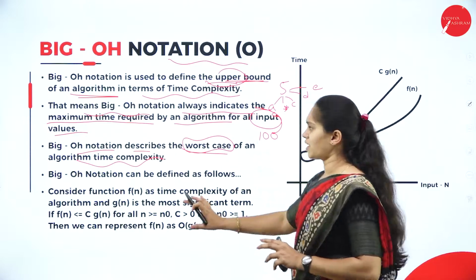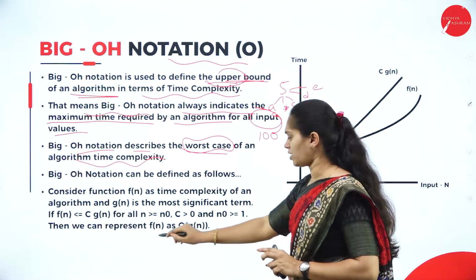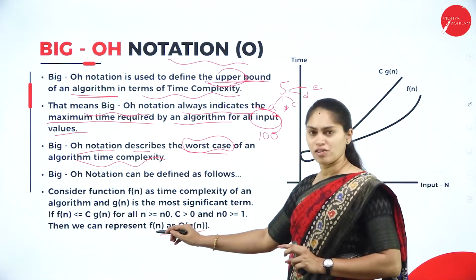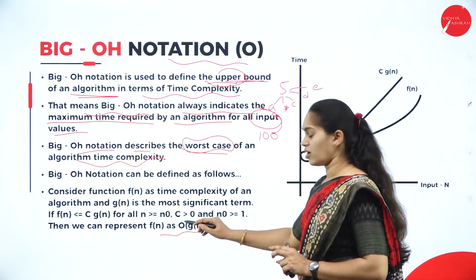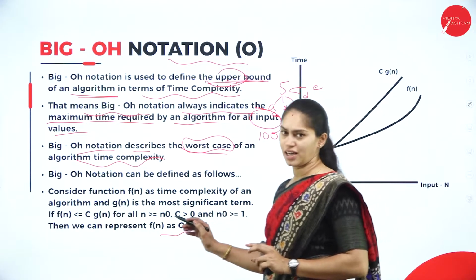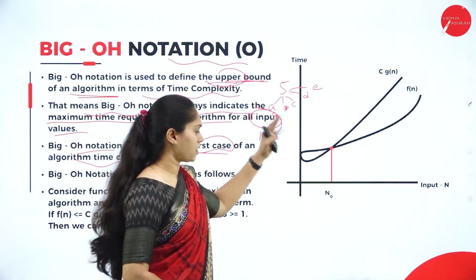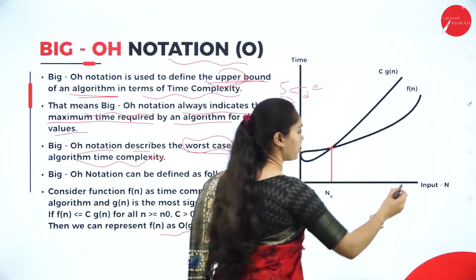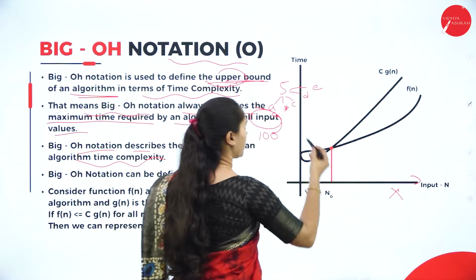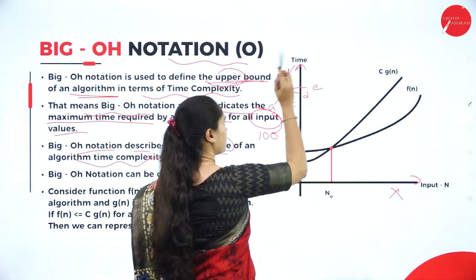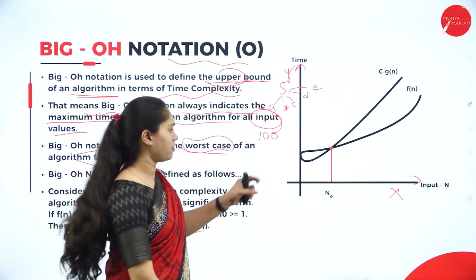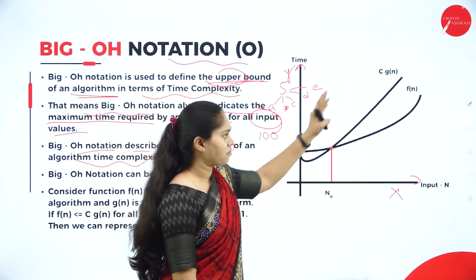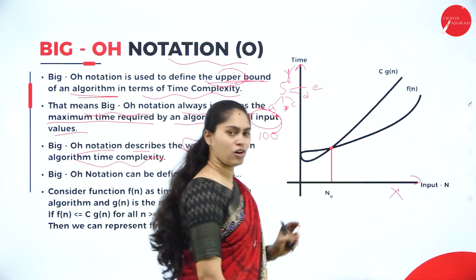And also we can see that big O notation is defined in terms of f of n as O, or big O of g of n. So here in the diagrammatic representation you can see the x-axis shows the number of inputs that we are taking, and the y-axis specifies the maximum time it will take. And also we have a function f of n and c of g of n.